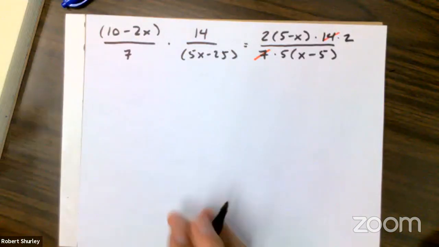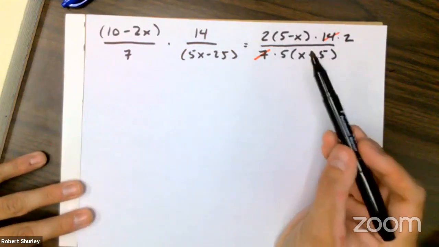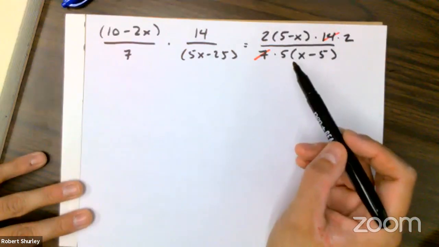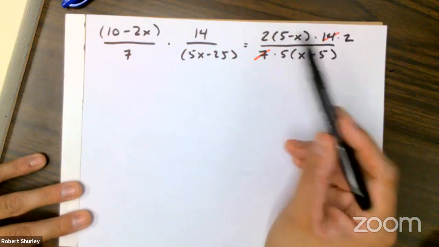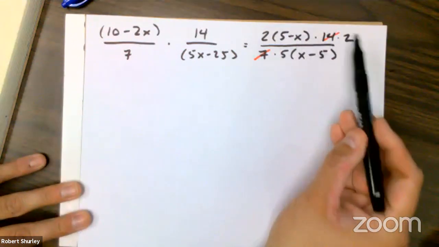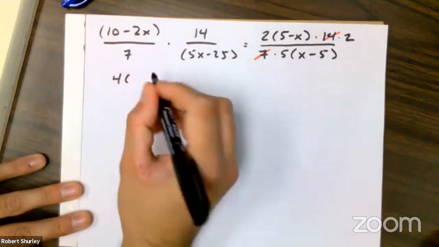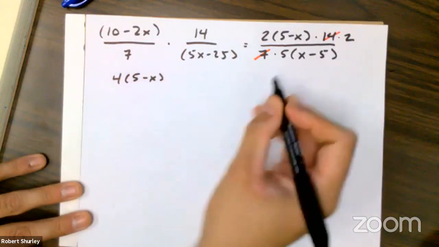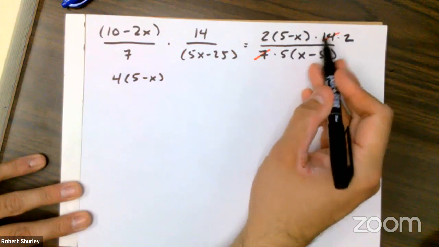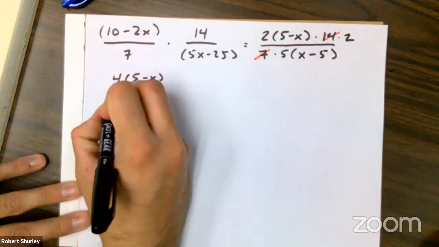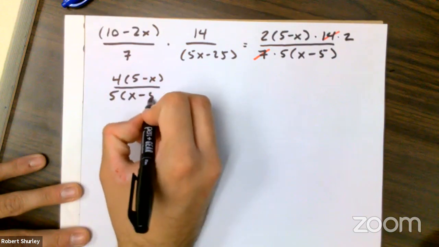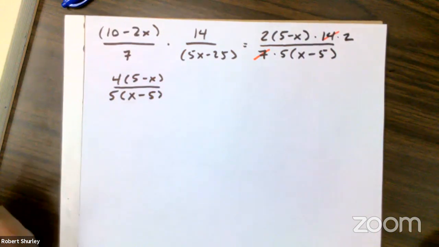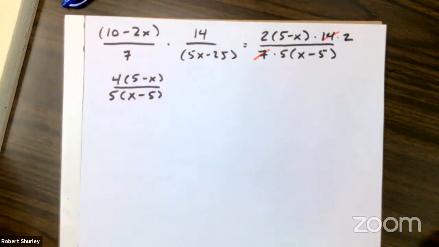So let's see what we have going on now, because it doesn't look like anything matches, right? 5 minus x is not the same as x minus 5. We have a 5 on the bottom and a 2 on top. So I'm going to multiply the 2 and 2 together. Gives me 4, right? That's this 2 and the 2 left over from 14 divided by 7. And on the bottom, I'm left with 5 and x minus 5. Okay. Any questions? I'm going to pause here.